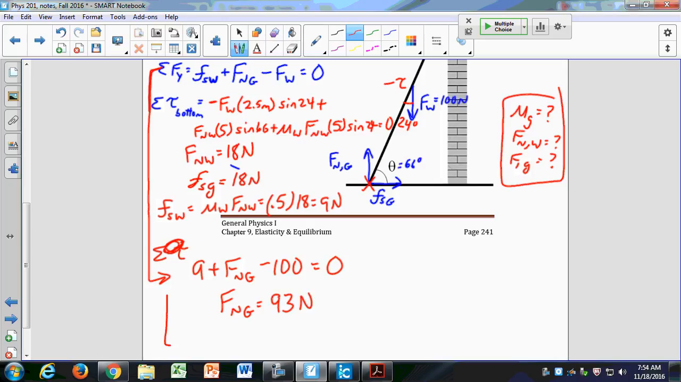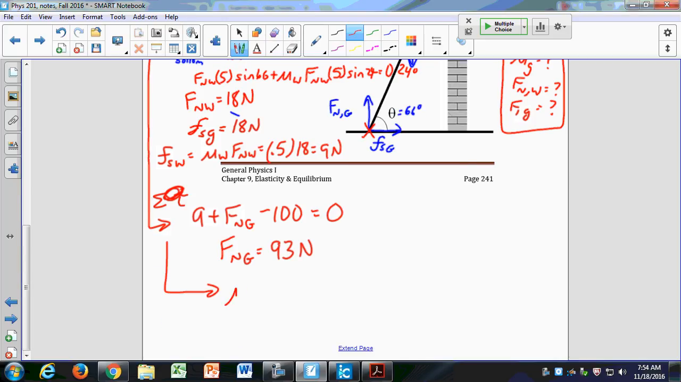Okay? And now we can find our mu G, which is what the problem is asking for. Mu G is FSG divided by FNG, which is 18 over 93. And I get about 0.2. Oh, I'm sorry, this should be 91 here, because 100 minus 9 is 91, not 93. Okay?